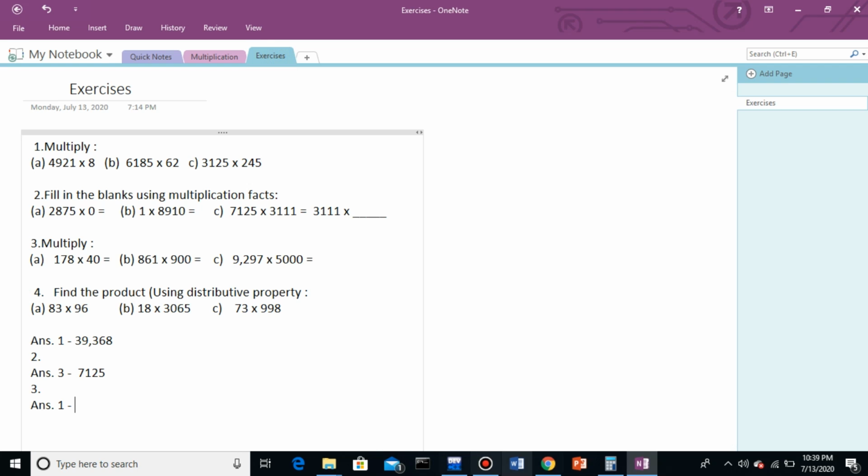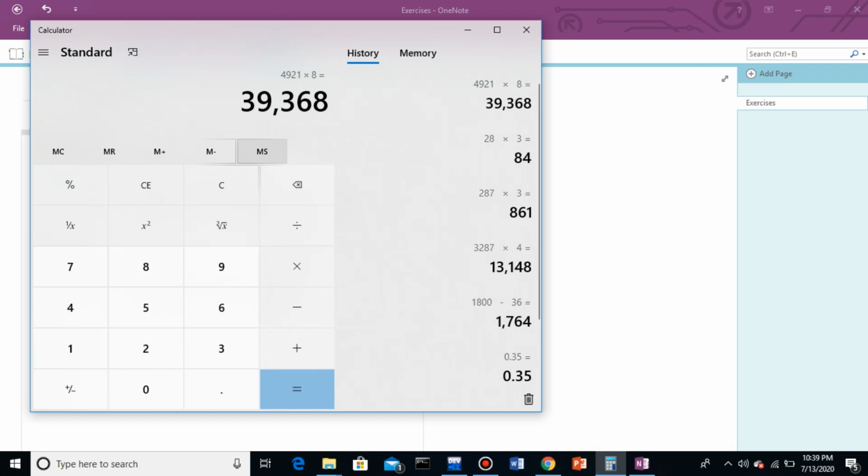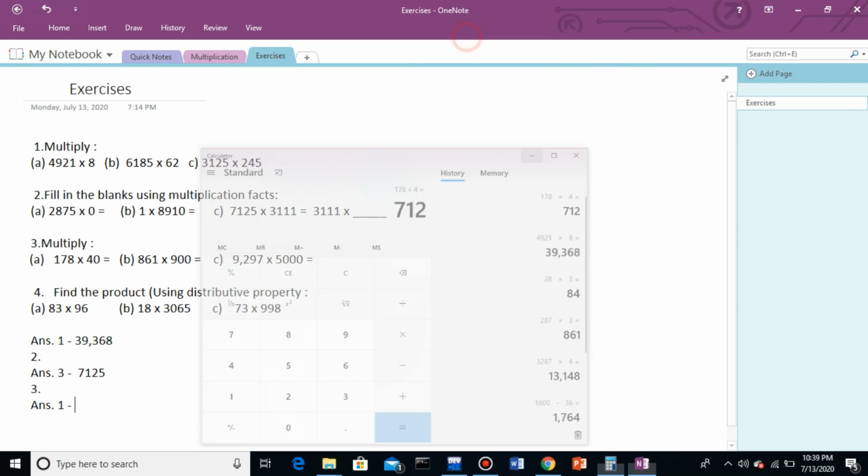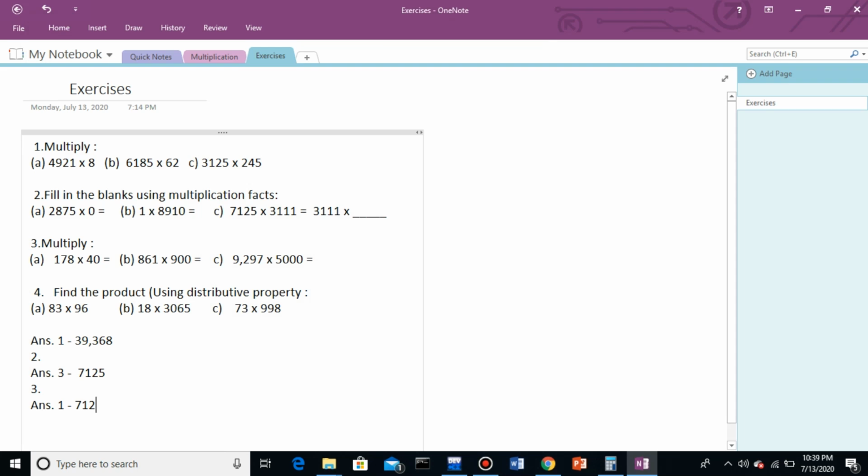So 178 into 40. What will be the answer of 178 into 4? Let's see here. 178 into 4 is equal to 712. Now we have to put a 0 to the right of the product. So what will it become now? 7120. Okay, understood?